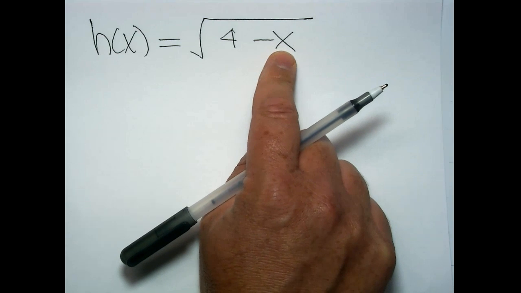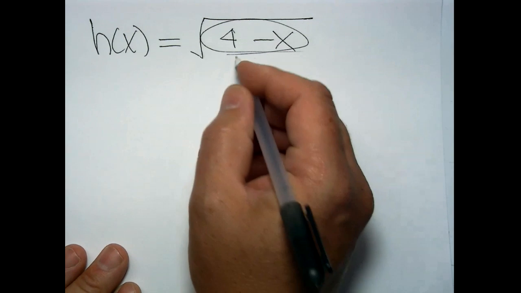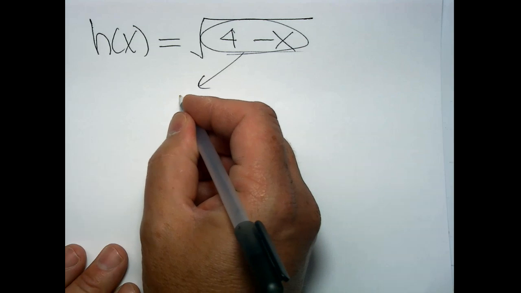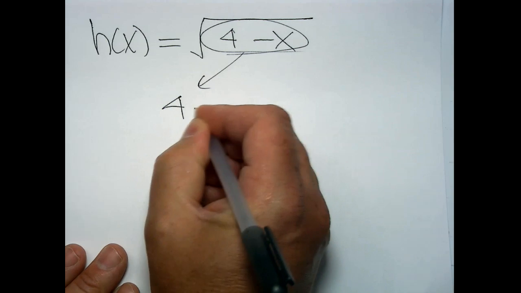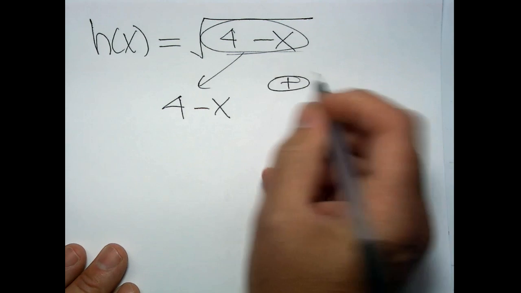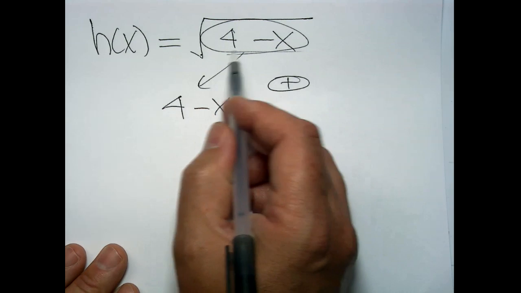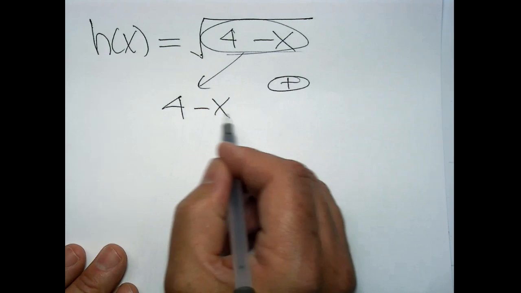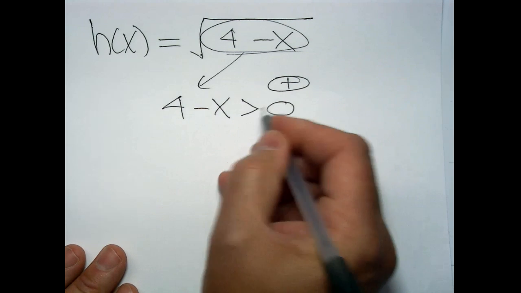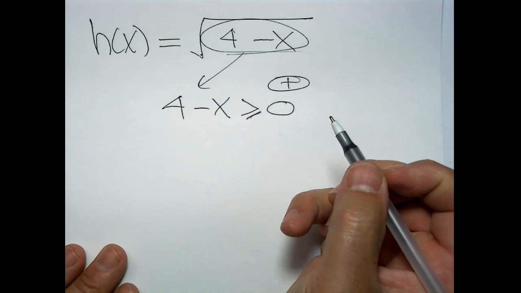Now, how do you find that domain? So what I would do is grab what's under the radical symbol and express it this way. Say in English that you want 4 minus x to always be positive. Because isn't it true you want to take the square root of a positive quantity and not a negative quantity? Now, mathematically, how do we say that an expression is positive? We say that it's greater than 0. Greater than 0 means positive. Now, it can be equal to 0. We're okay with that, too.